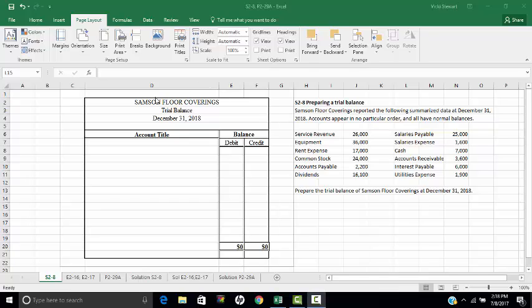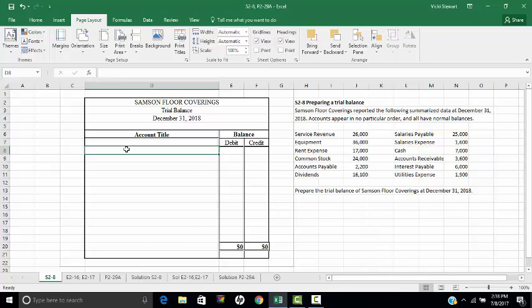So I have over here what is the beginnings of a trial balance. We have our title, Samson Floor Coverings, trial balance as of December 31st, 2018. And we're going to start off. Remember that when we do our trial balance, we want to do it in the order that the accounts would normally appear in the general ledger.